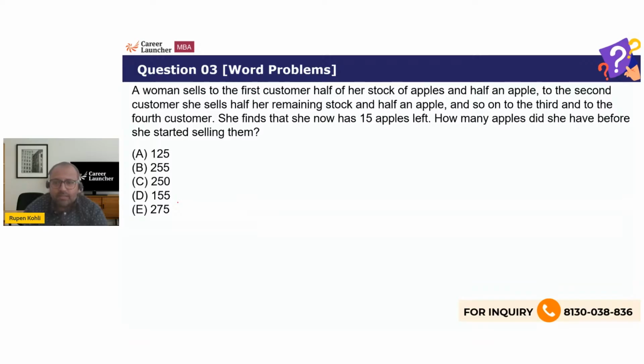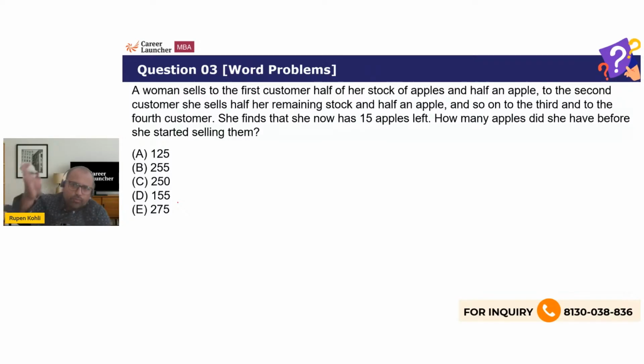So she is going in a repeating cycle of selling half and then another half. The half means half of the total stock and then half an apple. She now finds, after giving to all these four customers, that she has 15 apples left. So we are required to find how many she had before she started selling them. So the focus is that you need to work backwards from what happens at the last, that you're left with 15.